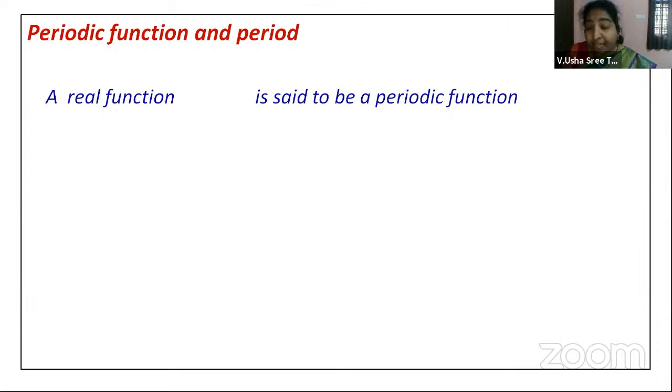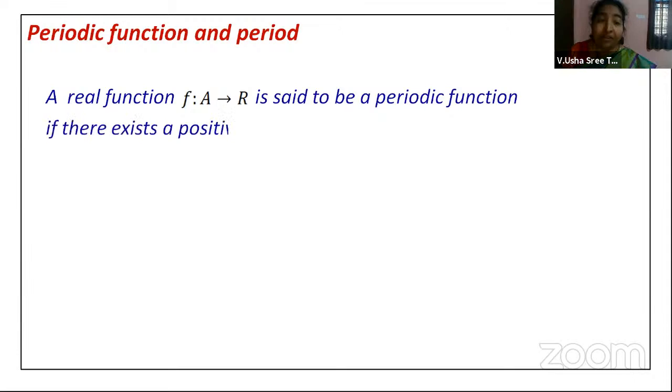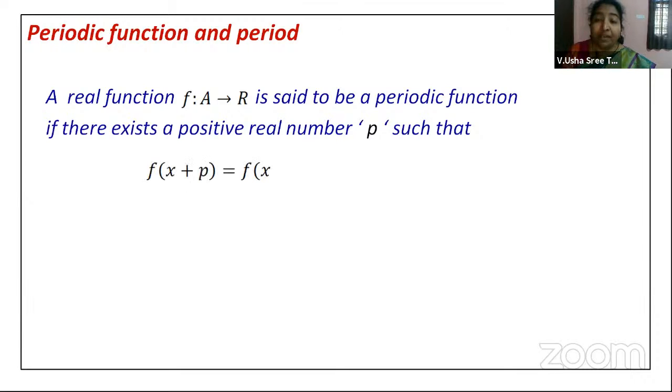Okay, so periodic function and period. If you have any real function, f maps A to R, it is said to be a periodic function if there exists a positive real number p such that f of x plus p is equal to f of x for all x belongs to A. Now here, if you can observe, this f maps A to R is a real function which is using the real values. Okay, children. Now you have a positive value p.